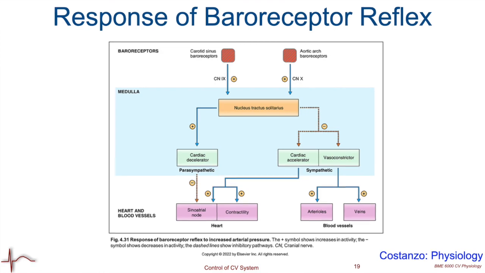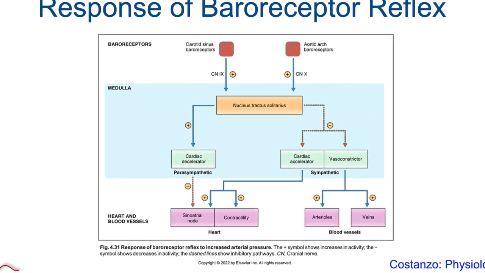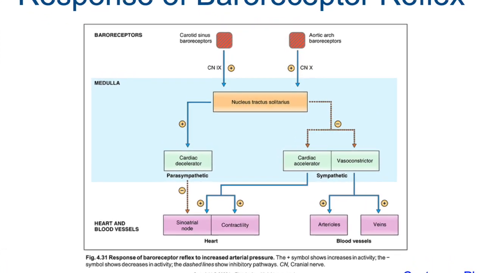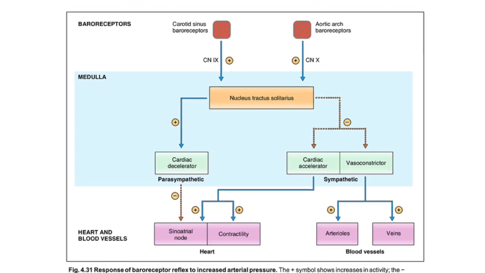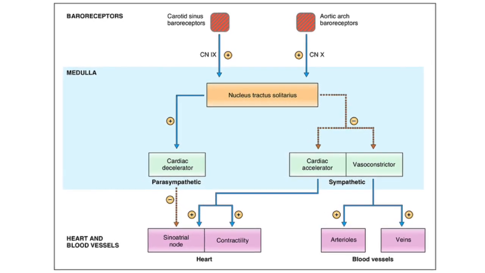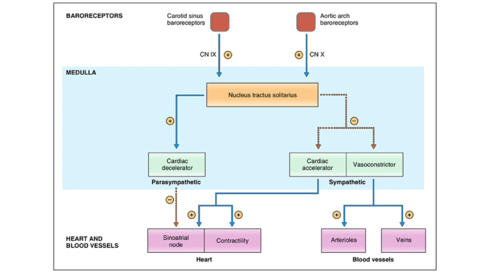So here's a picture. This is called a map of the response of the baroreceptor reflex to changes in the signals, in the pressure in those areas. So what we're seeing here is the carotid sinus and the aortic arch. They're the two locations where the baroreceptors sit. And the idea here is that there's an increase in the pressure, and that pressure will then transmit that information to the brain. And the brain then activates a cardiac decelerator.